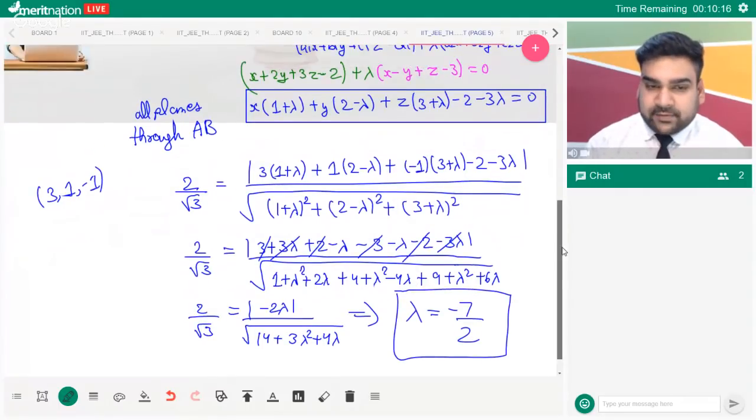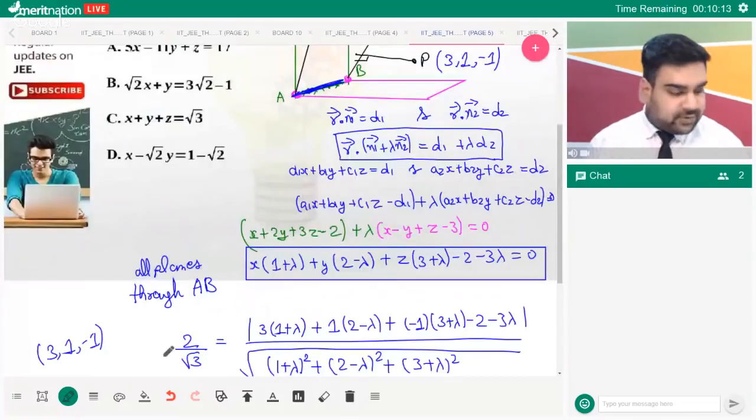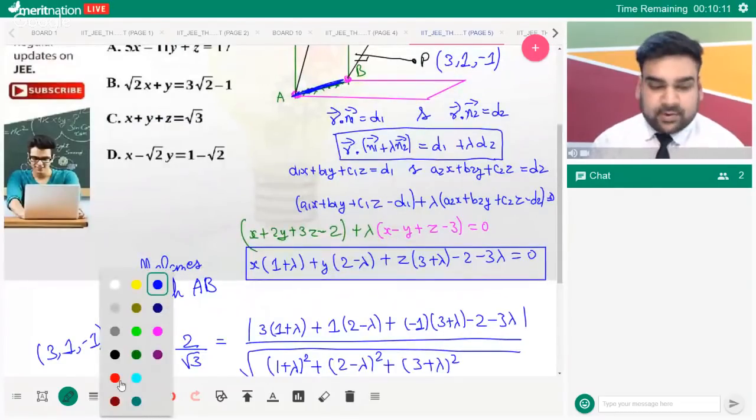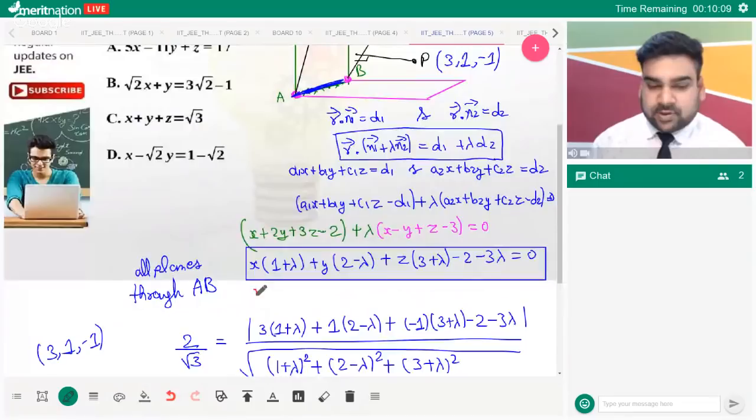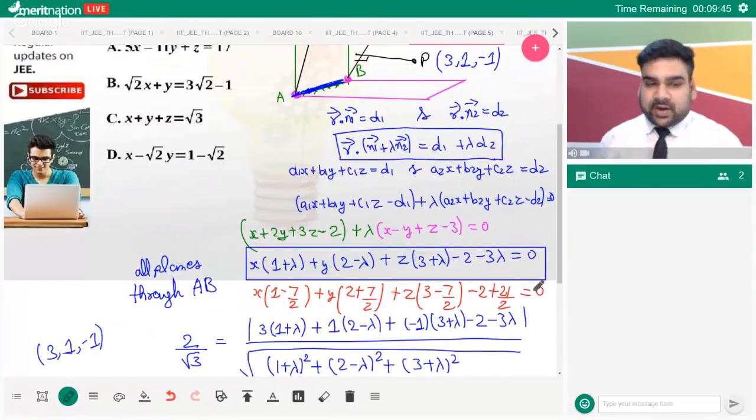And after getting the value of lambda, minus 7 by 2, you just need to plug in that value. So you will see x times 1 plus 1 minus 7 by 2, plus y times 2 plus 7 by 2, plus z times 3 minus 7 by 2, minus 2 minus plus 21 by 2 equals 0. This will be your required equation.